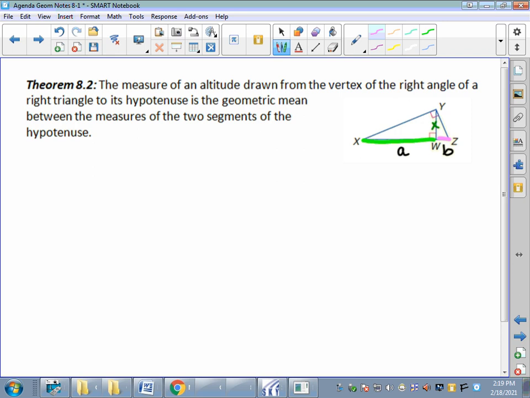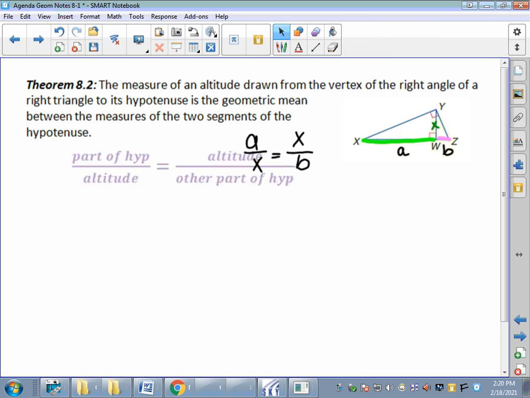So that formula, a over x equals x over b, can be applied. So it's the part of the hypotenuse over the altitude equals the altitude over the part of the hypotenuse. And I think I have that in here. Let me move this over. Part of the hypotenuse over the altitude equals the altitude over the other part of the hypotenuse. So that's nice, because now I don't have to draw 3 different triangles. I just have to look at what information I am given.